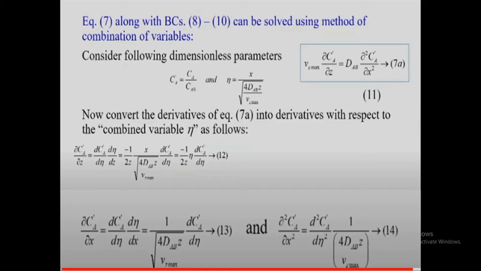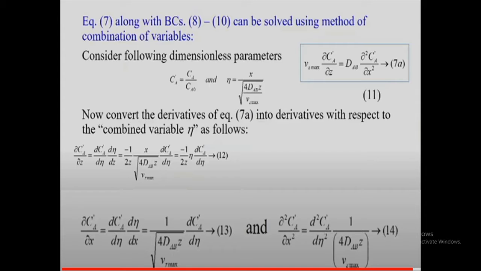Now convert the derivatives of equation 7a into derivatives with respect to the combined variable eta, which is a dimensionless parameter. In the LHS part of 7a, ∂Ca dash/∂z, how will you write it? dCa dash/d eta into d eta/dz. Are you clear or not?